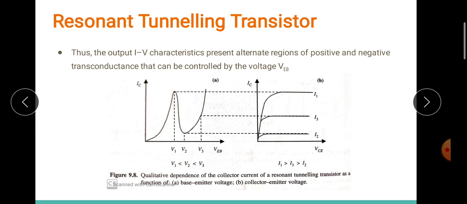This one, negative differential region. So see, we have the figure showing the dependence of collector current on base emitter voltage as well as collector emitter voltage. So this is similar to the normal output characteristics, and here this is similar to our input characteristics, but is it the normal BJT characteristics? No, this is the normal NDR effect, negative differential resistance effect shown here, right?